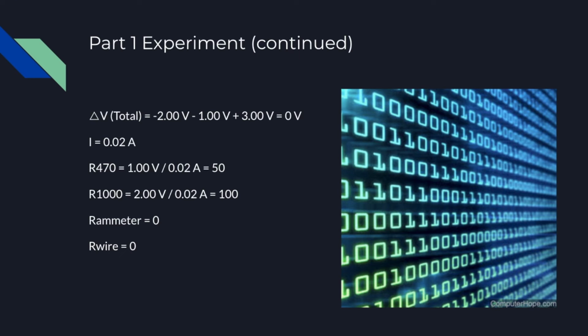And then we're going to have the first one, 0 volts total. We're going to have negative 2 V minus 1 V plus 3 V equals 0 V. I equals 0.02 A. R for 4700 equals 50. R for 1000 equals 100. And the R ammeter and the R wire were both found to be 0.